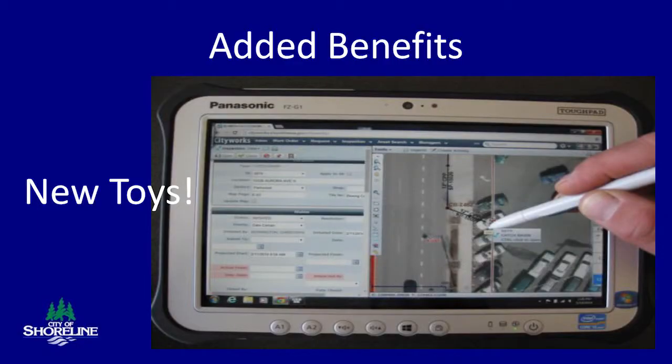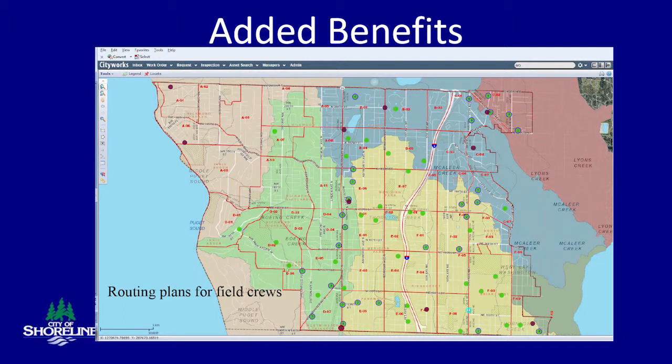Of course, some more benefits for those who like to play with digital toys. There's lots of that out there. Our crews love them. We're doing all of our inspections using digital equipment, no paper, in the field. Another benefit that we've been able to gain from this system is developing routes for our inspection process. So we can look at where we have done inspections and where we need to do them.